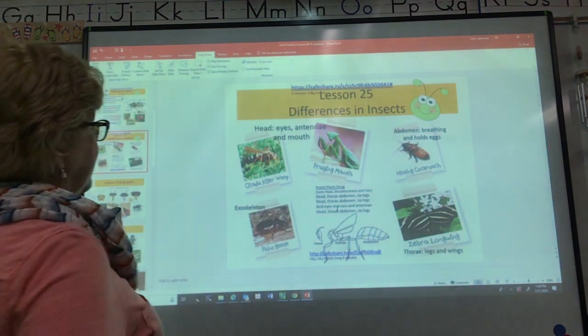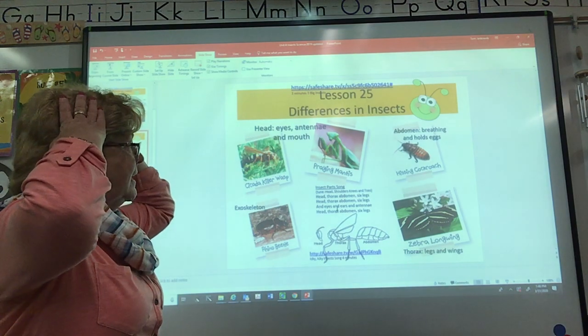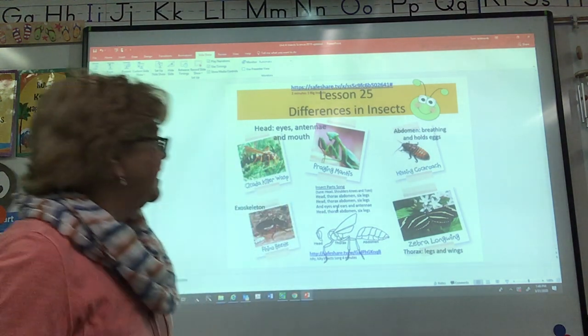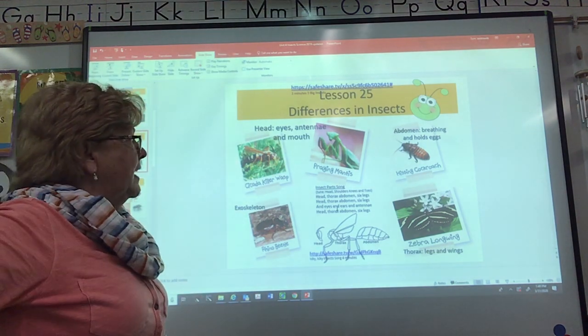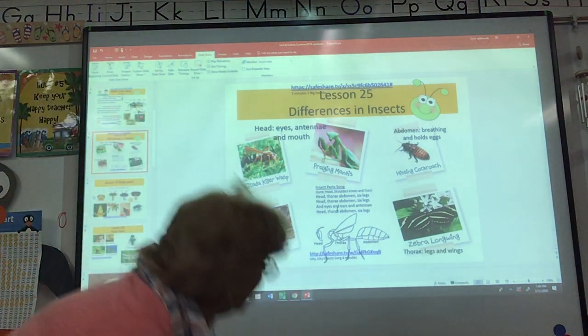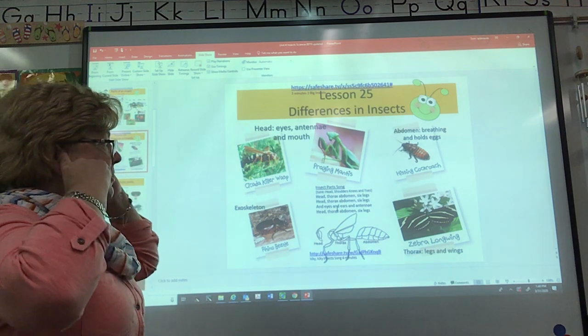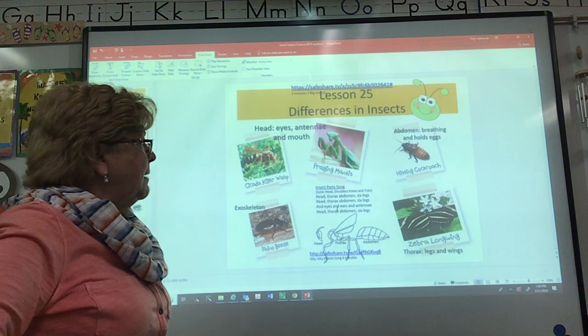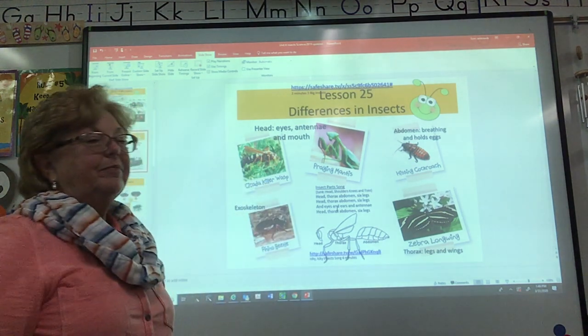Head, thorax, abdomen, and 6 legs. Head, thorax, abdomen, and 6 legs. And eyes and ears and antenna. Head, thorax, abdomen, and 6 legs.